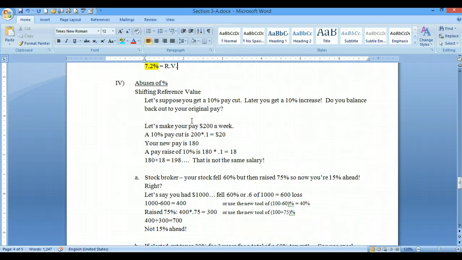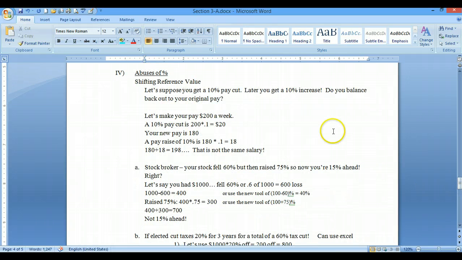Roman numeral 4, abuses of percents. This is done a lot, shifting the reference value. So let's suppose you get a 10% pay cut, but later you get a 10% pay increase. Do you balance out back to your original pay? I don't know. Let's see. So let's just say you have a $200 a week pay. A 10% pay cut is 10% of your $200, or 0.1 times 200, which is $20. So you got a $20 pay cut. Your new pay is now $180 because 200 minus 20 is 180.